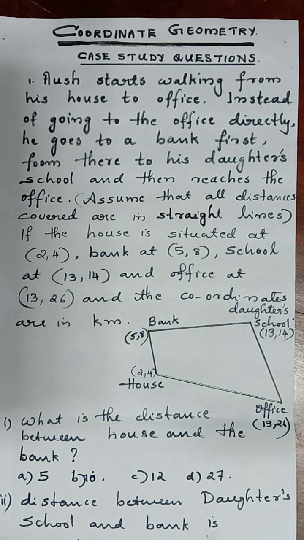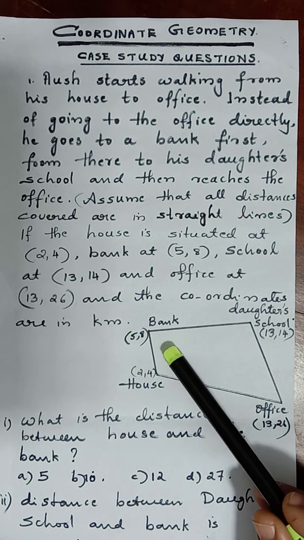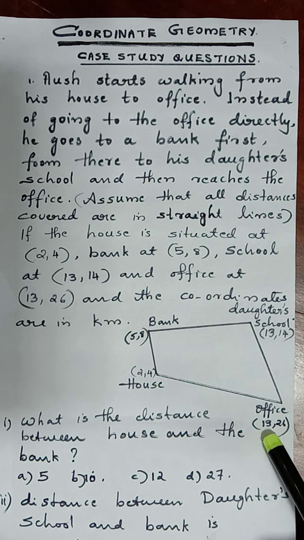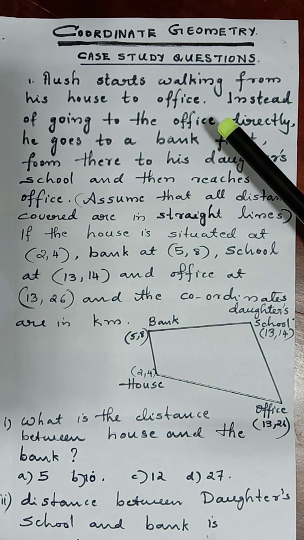If the house is situated at (2, 4), bank at (5, 8), school at (13, 14), and office at (13, 26), and the coordinates are in kilometer. Here you can see the figure. House is situated at the point (2, 4), bank (5, 8), daughter's school (13, 14), and office (13, 26). So here again, when we read, we will understand it very clearly.